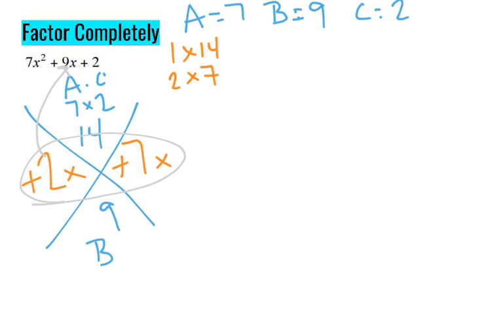So now we're going to rewrite that original quadratic, right? But instead of writing it with 3 terms, we are ultimately going to be writing it with 4 terms. Because instead of 9x, we're going to write 2x and 7x. So what do we got? 7x squared plus 2x plus 7x plus 2, right?